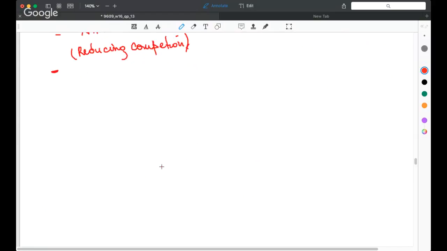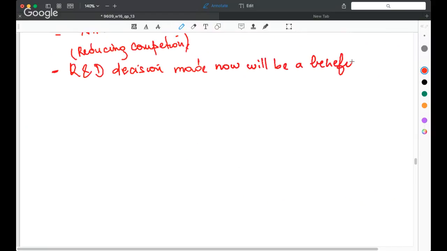For example, research and development. Okay, research and development decision made now may well produce longer term benefit. Decision made now will be a benefit in the future. Okay.